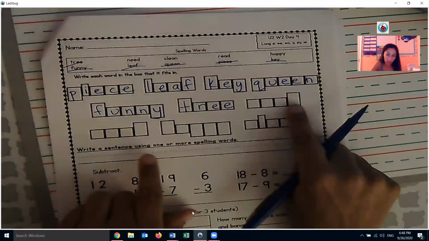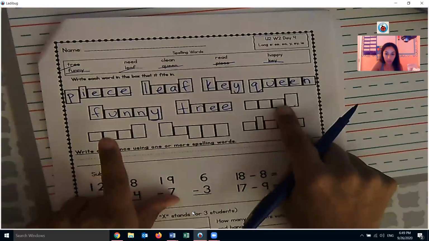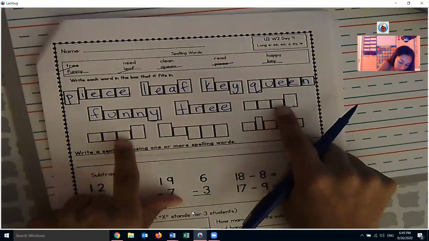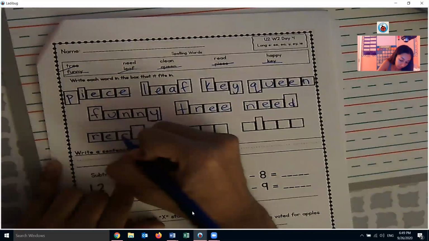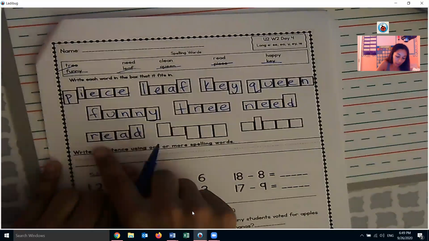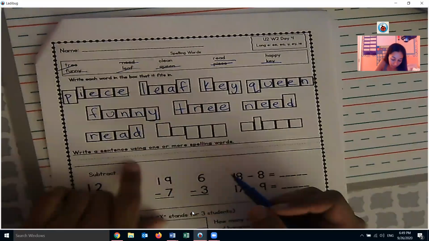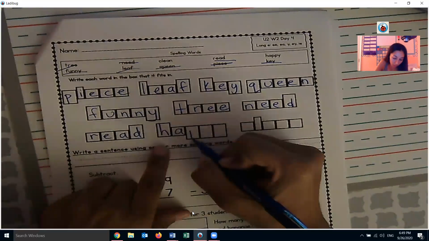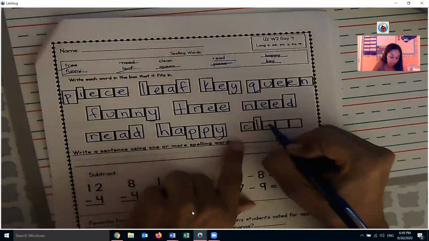Okay, this one and this one can kind of interchange. So whatever fits here can fit here, whatever fits here can fit here. So that will be the words need and read. So if you have need here and read here, that works too. Here, this one will be happy as the P's droop and the Y droops. And lastly, the word clean.